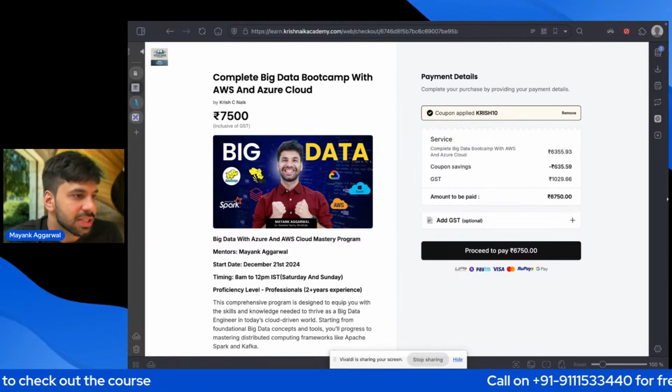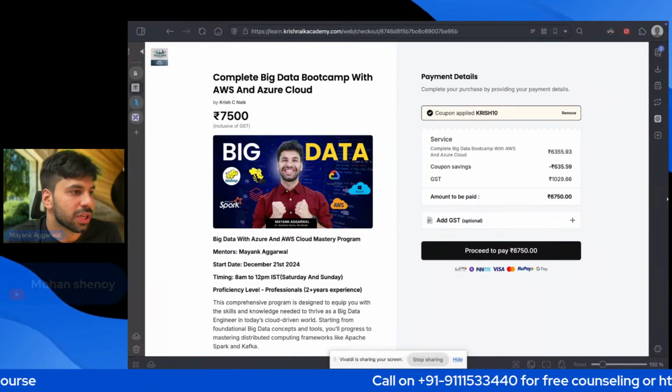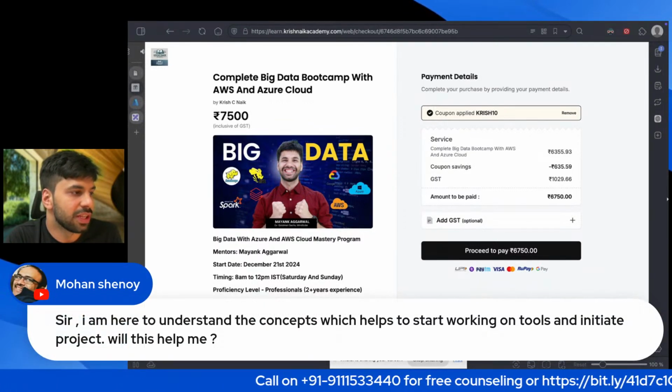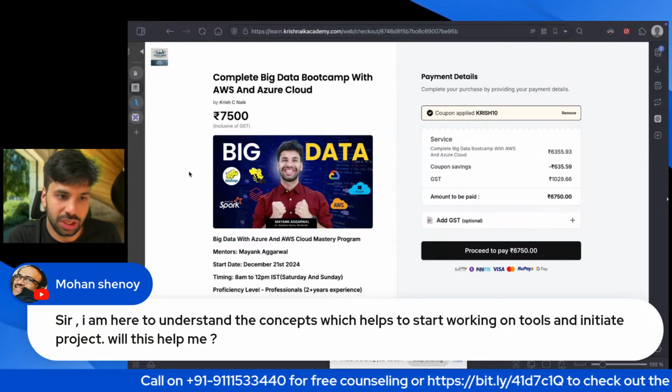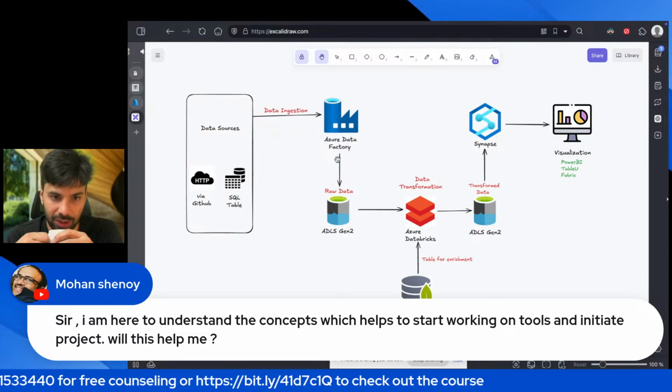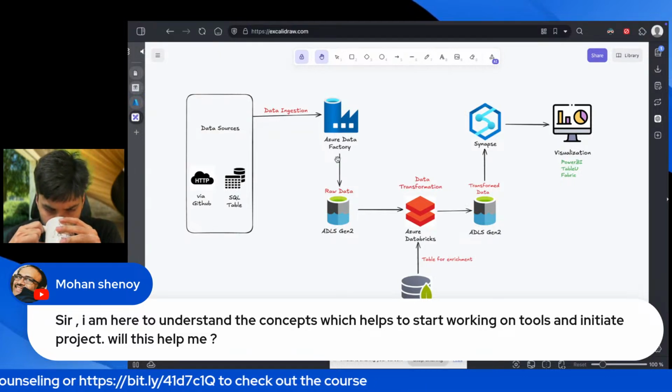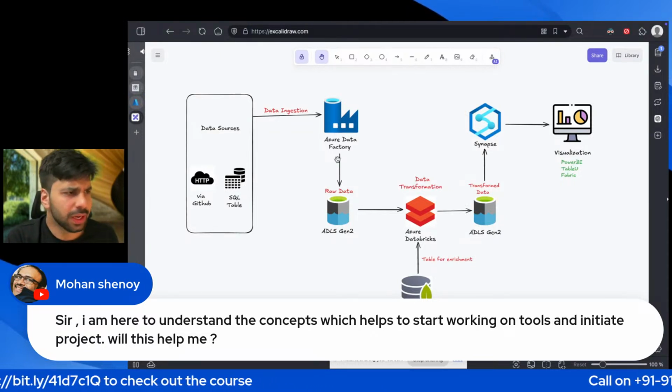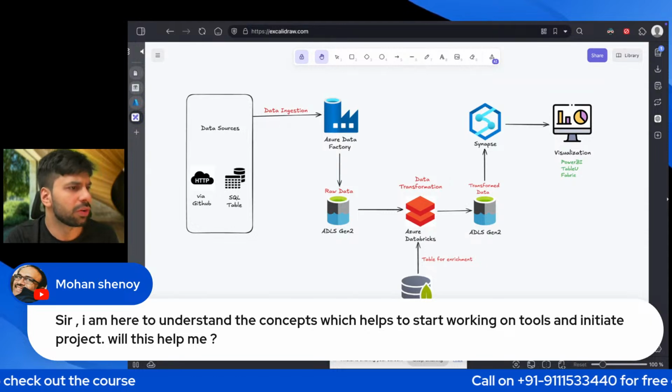I'm here to understand the concepts which help to start working on tools and initiate projects. Yes, Mohan, we will be doing each and everything in this. I just showed you one of the projects, the way we will be doing them. In the last two sessions, I also discussed projects as well. So you will get an idea. We will be doing it properly. Don't worry about that.